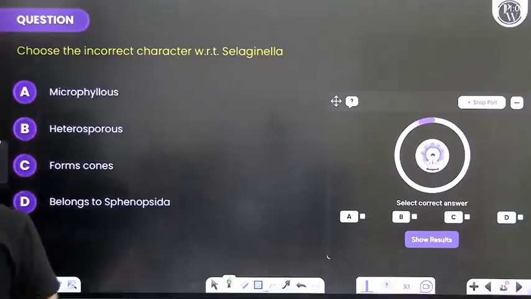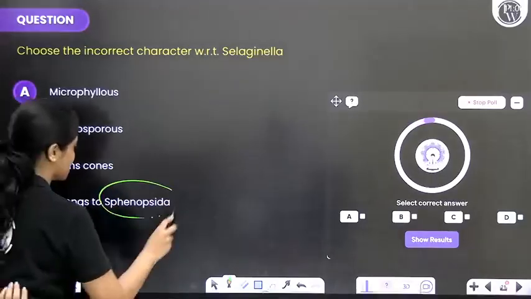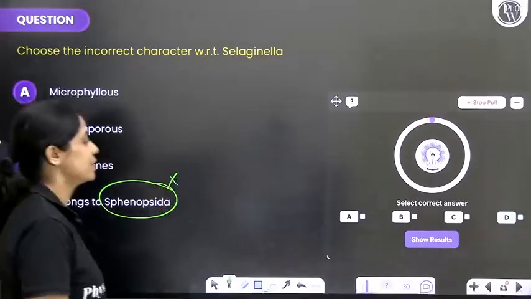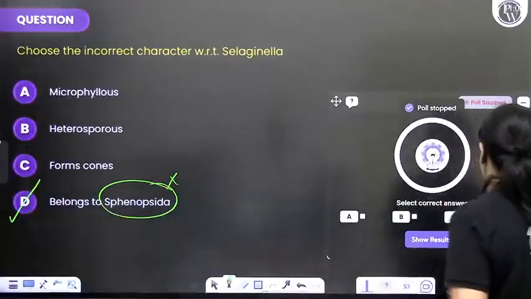The correct answer is option D. It does not belong to Sphenopsida. It belongs to Lycopsida. So option D is the correct answer.